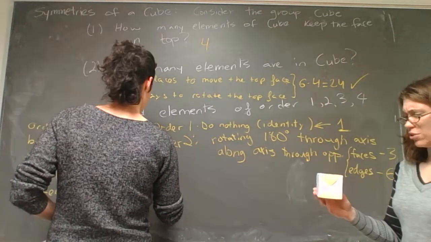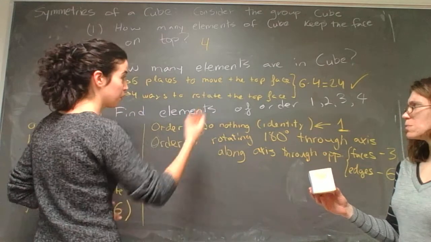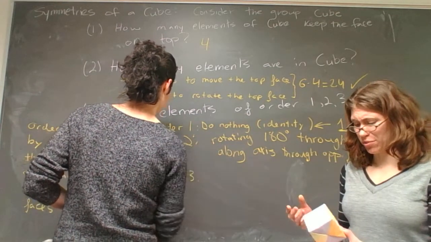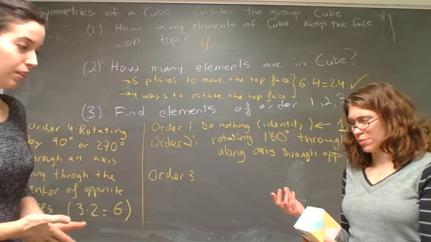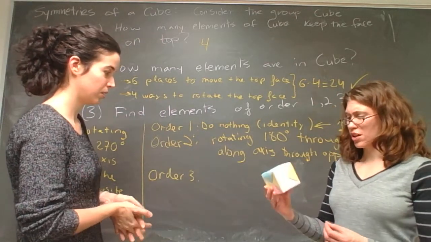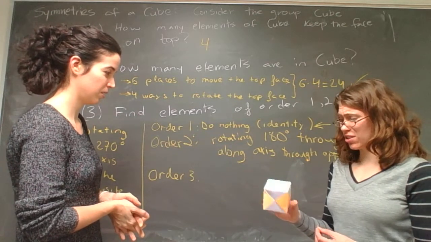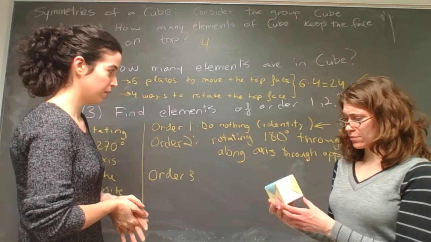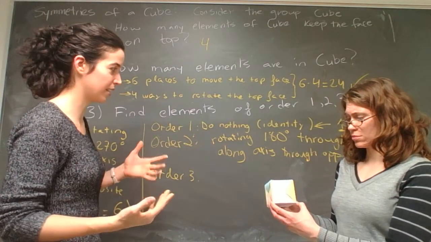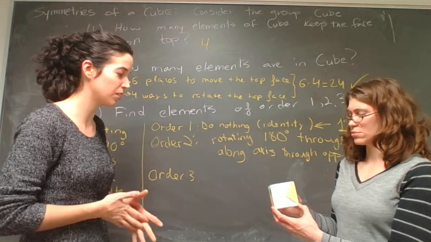Okay, what else can we do? Let's think about the order 3. How do we get an element of order 3? All of these seem to be rotations by 90 or 180 degrees. Is there a way to come up with a rotation by 120 degrees? We've had axes going through faces and through edges. So let's try axes going through vertices and rotations that way.